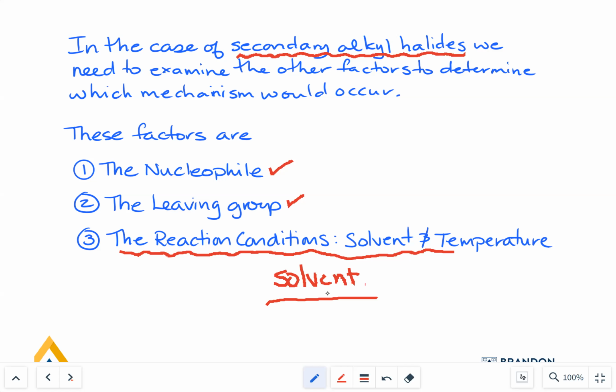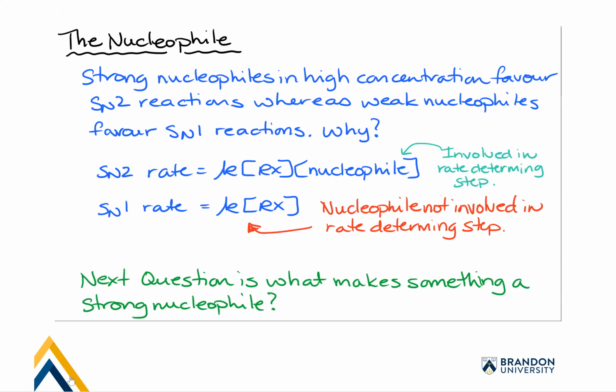Of these factors, the one which is the least important is really the leaving group, in all honesty. But we do talk about the leaving group so everyone can recognize what is a good leaving group and what isn't a good leaving group. So that's what we're going to talk about. The nucleophile is going to be super important, and the reaction conditions. Okay, so why is the nucleophile important?